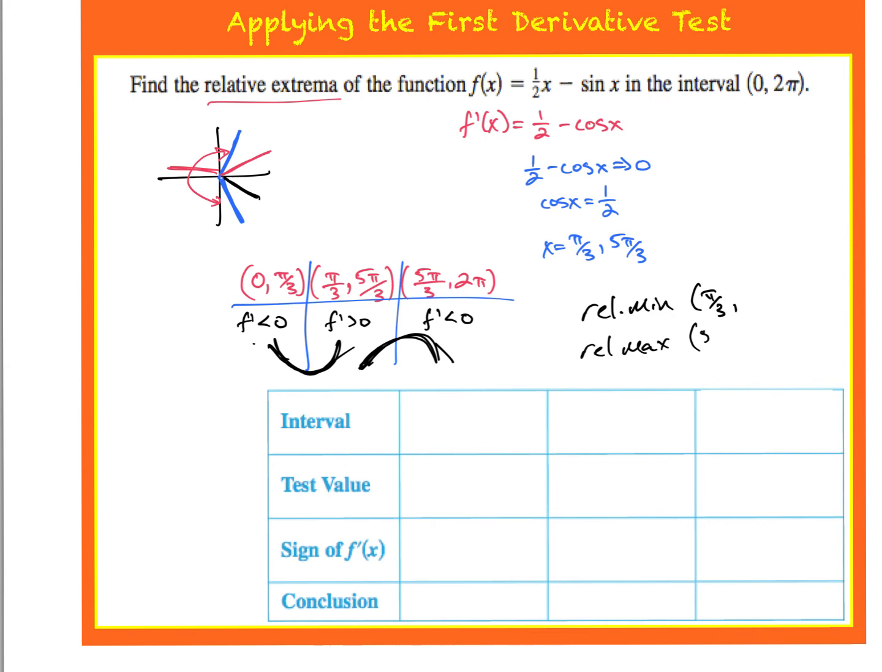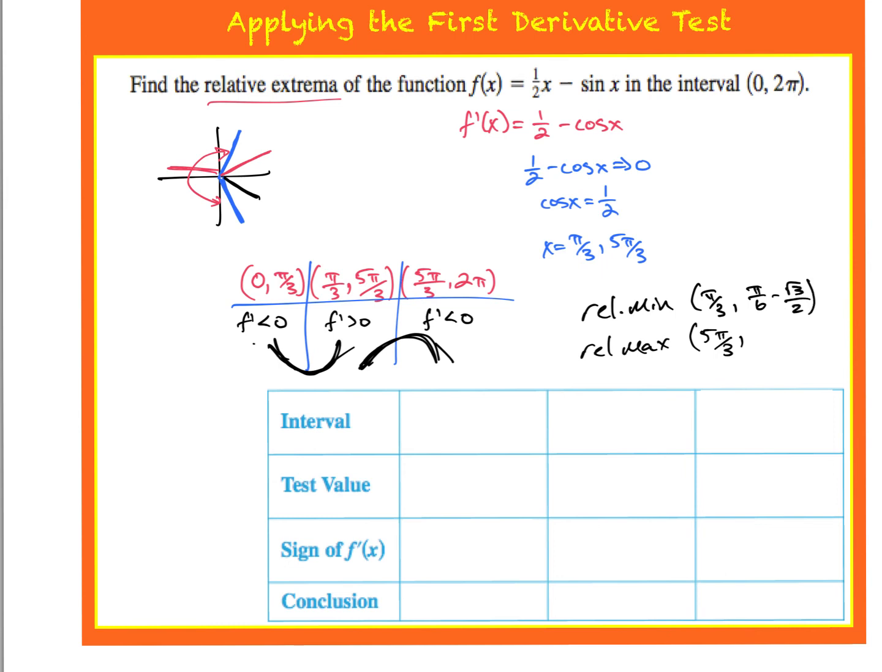Now, we do actually want to find the y value of it. So we're actually going to substitute it back into which one? The original. So let's substitute in pi over 3. So I have 1/2 times pi over 3, which is pi over 6. And then minus, now I substitute in pi over 3, so I have sine of pi over 3. What is sine of pi over 3? Square root 3 over 2.